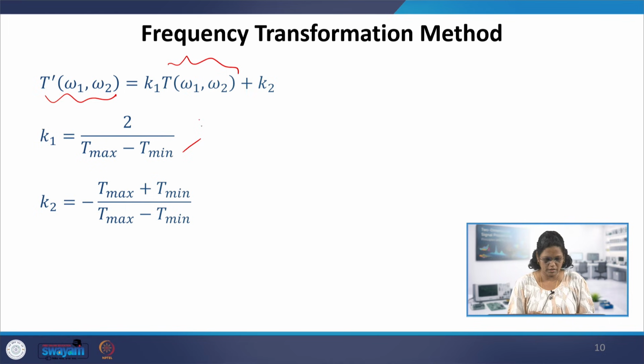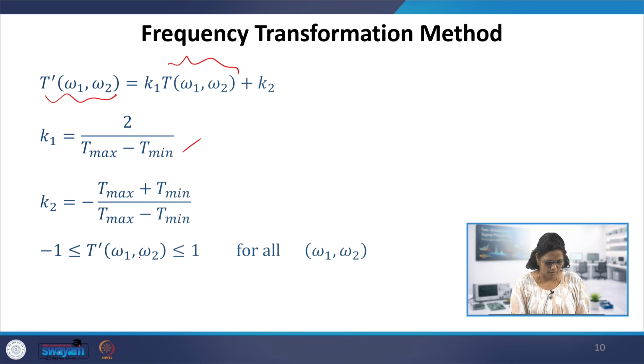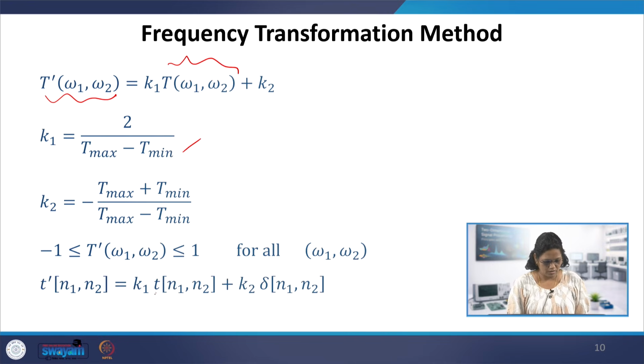With this we get T dash, also assumed to be between minus 1 and plus 1 for all the values of omega 1 and omega 2. We put one more constraint on it: T dash should be within minus 1 to plus 1 to simplify the estimation of the coefficients of T. We then get T dash of n1, n2 equal to k1 T of n1, n2 plus k2 delta of n1, n2. This is the inverse transform of T dash of omega 1, omega 2, and its inverse transform is T dash of n1, n2. The k1 and k2 which we obtained can be substituted here.